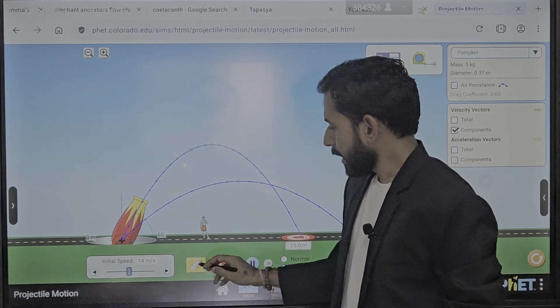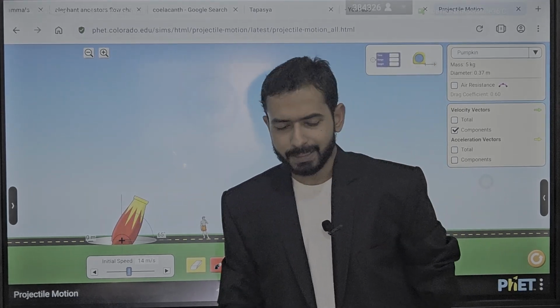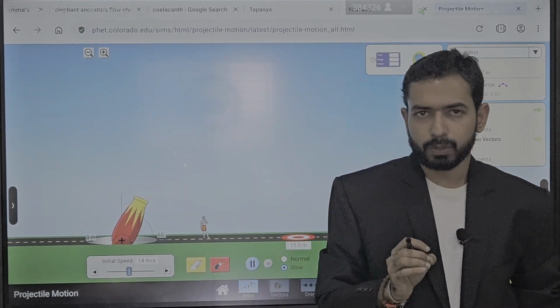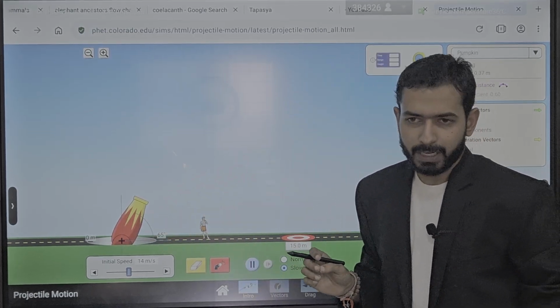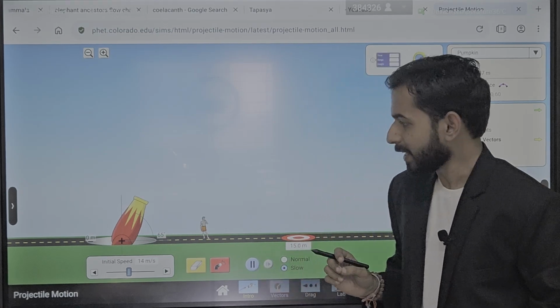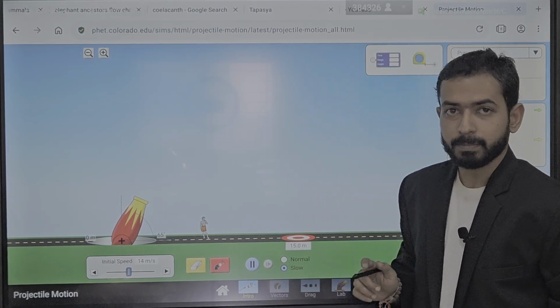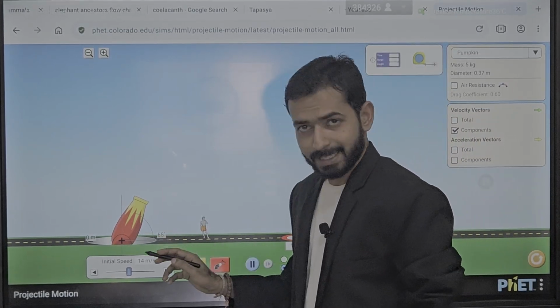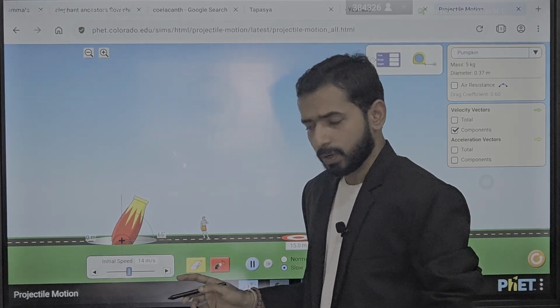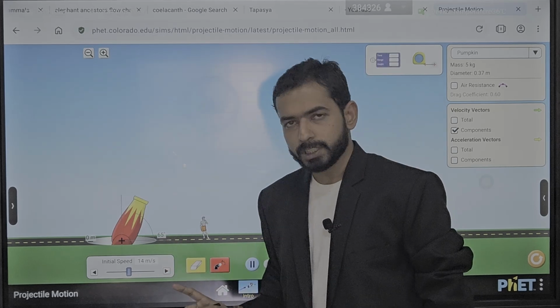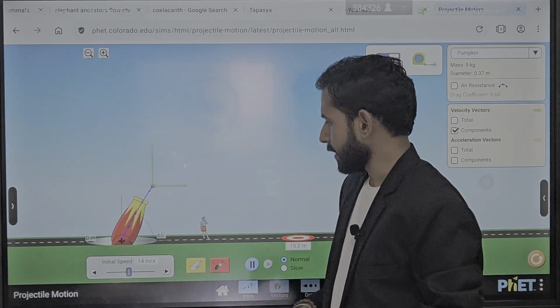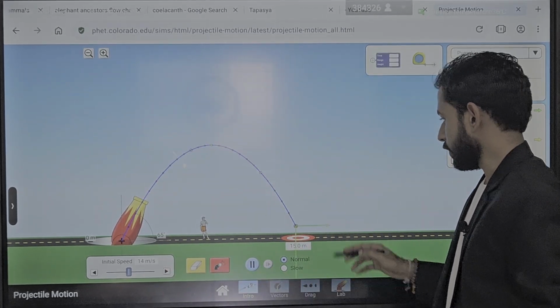Now those who have solved this topic, they know at what angle you should throw so that the range you are getting will be maximum. If any student knows, they can answer in the comment box what is the angle at which range will be maximum. Correct, 45 degree. So let's see, is it getting 45 also or not? Let's have some projectiles. First I am projecting it at 65 degree. Let's see what range we are getting. Okay, fine, this is the range.